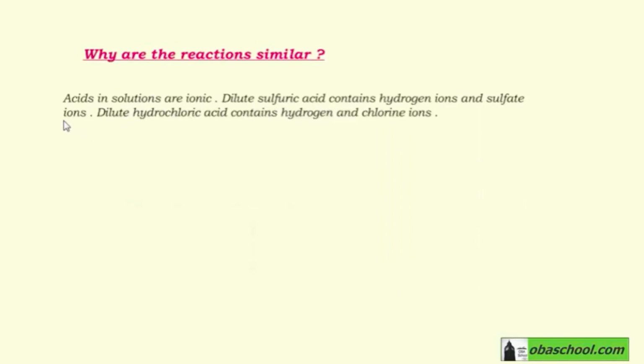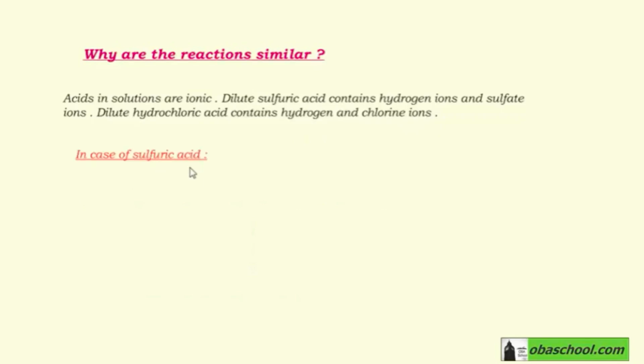Acids in solutions are ionic. Ionic means having either a negative or a positive charge. Dilute sulfuric acid contains hydrogen ions and sulfate ions. And dilute hydrochloric acid contains hydrogen and chloride ions. So they're just showing us what each acid contains. Sulfuric acid contains hydrogen and sulfate ions, and hydrochloric acid contains hydrogen and chloride ions.